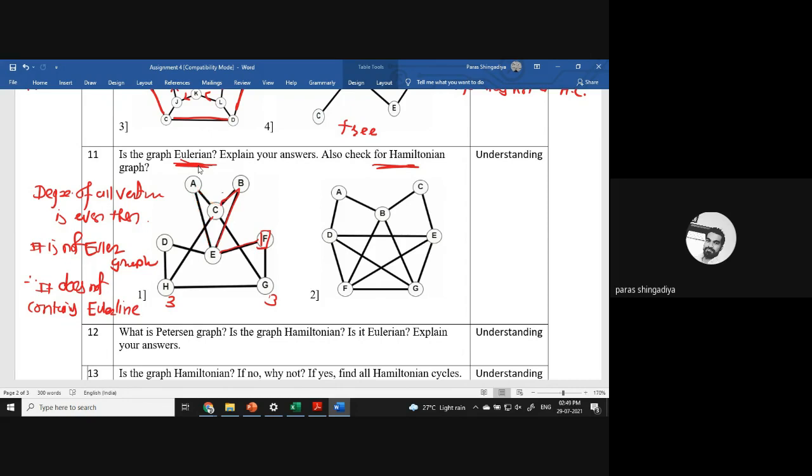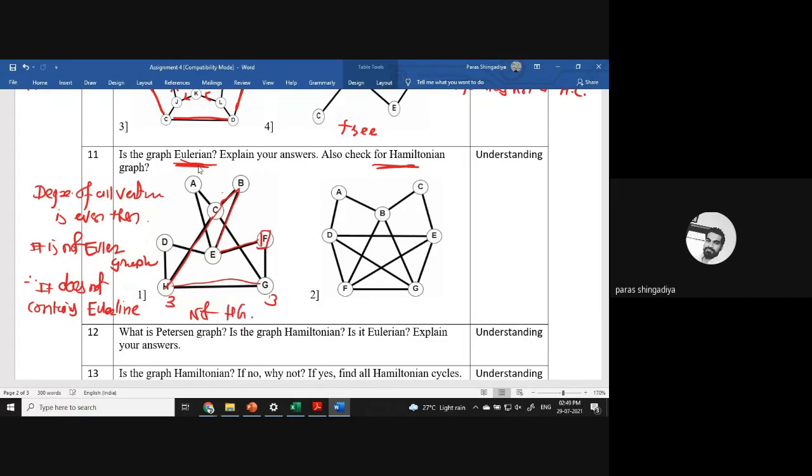Clear? You can consider E to B, B to C, C to H, H to G, and from G we will reach back to C again, otherwise F again. So in any case, it is not possible to say it is a Hamiltonian graph. Is it clear? Is there any confusion? It has no such circuit which covers every vertex exactly one time. Okay, nice. So the answer for this one is not Hamiltonian.